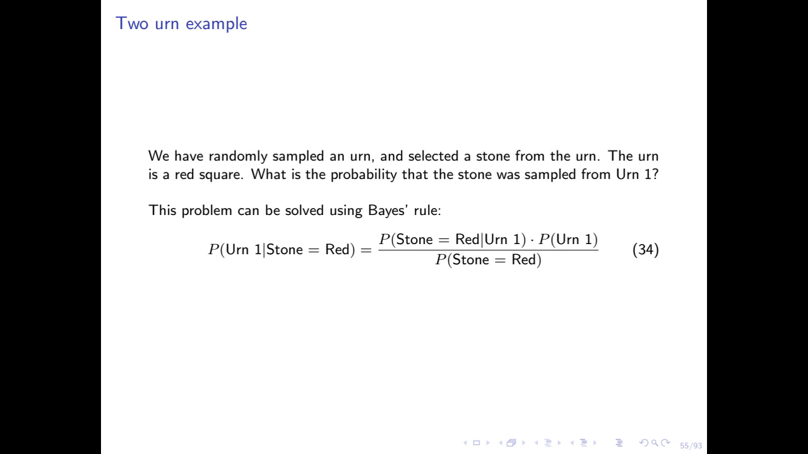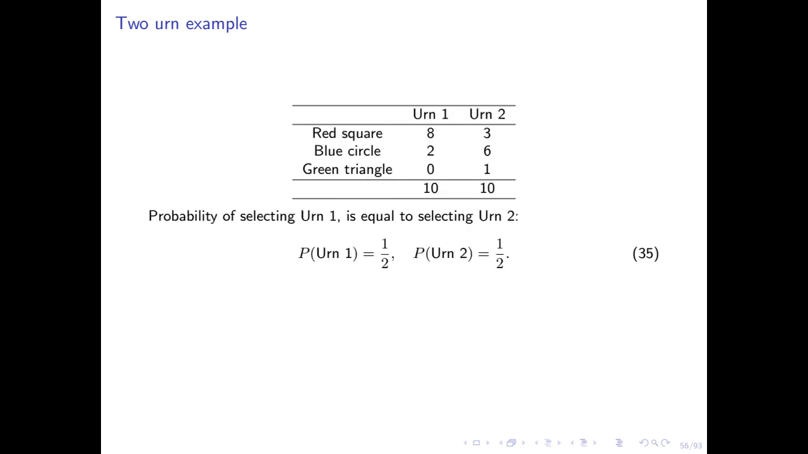Okay, so let's formally solve this problem. So if we again ask the question, we've sampled the red square, what is the probability that the stone came from urn 1? So what we're asking is, given the fact that we've sampled the red stone, what is the probability that the urn we selected is urn 1? And we can use Bayes' rule to unpack that. That's equal to the probability that the stone is red given urn 1 times the probability of urn 1, divided by the probability that the stone is red.